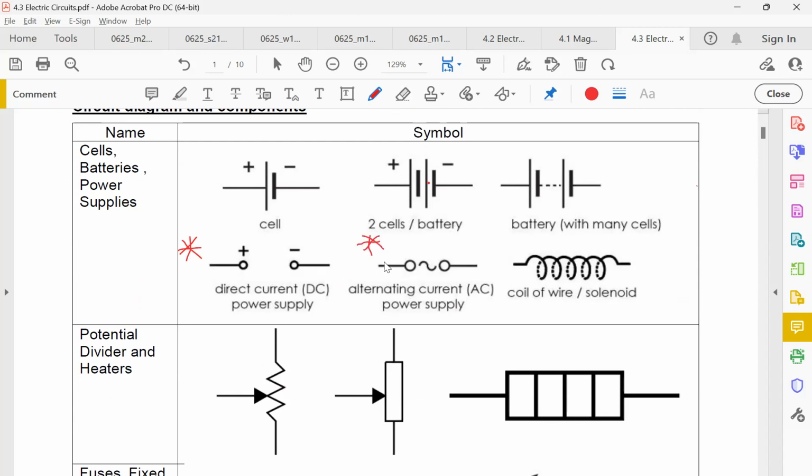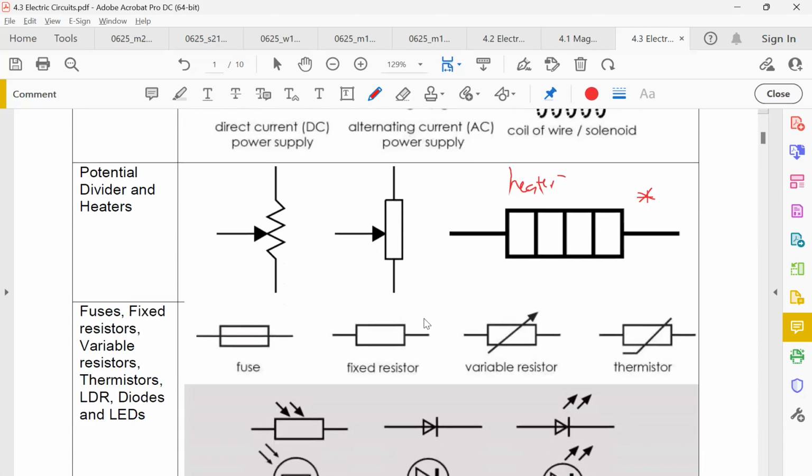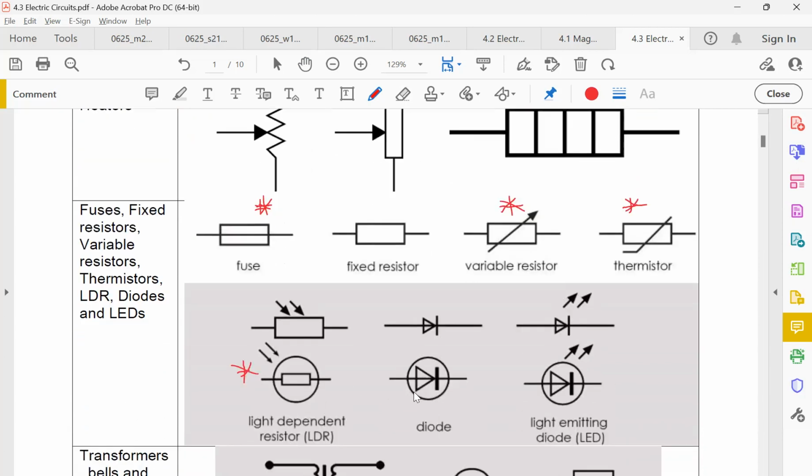Alternating current is relatively important also. The difference is that one is plus and minus, one has a squiggly snake in between. Okay, and then I want to say this one is important also. This is a heater, guys, which obviously generates heat. Okay, this is important. It's a fuse. You have a chapter to learn this later on. Variable resistor, thermistor, light dependent resistor, diode, and light emitting diode are important.